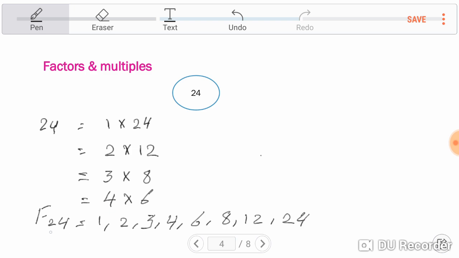هنا ال factors of 24: ال 1, 2, 3, 4, 6, 8, 12, 24. 24 is a multiple of all its factors. يعني 24 multiple لل 1. 24 is a multiple of 2, is a multiple of 3, is a multiple of 4 and 6. طيب يبقى 24 is a multiple of all its factors.